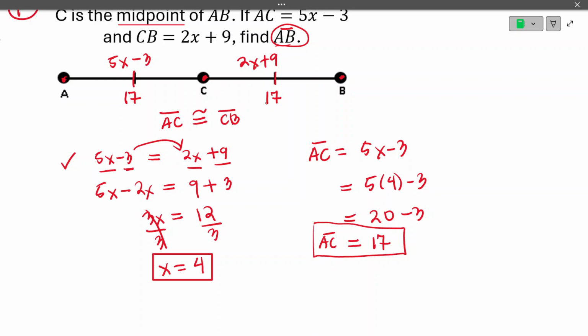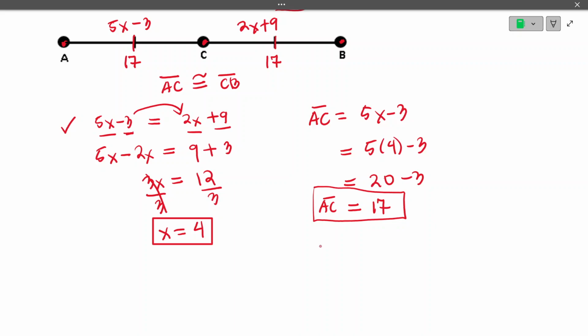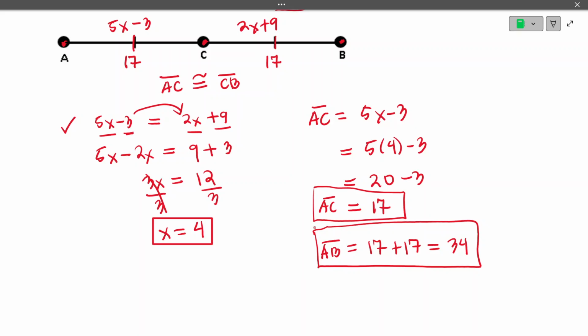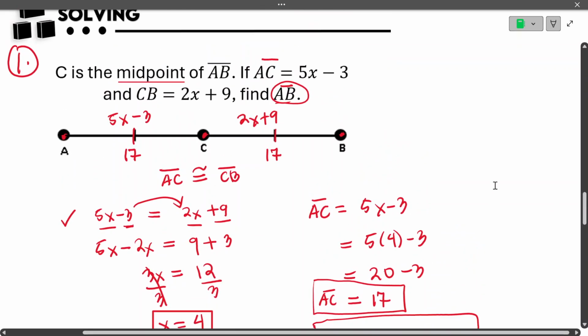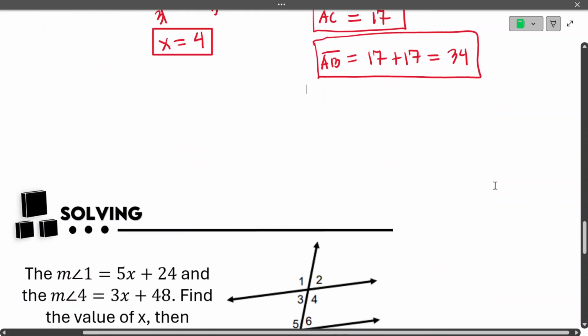Ayan. Now, to answer the question, what is AB? The line segment AB is 17 plus 17, which is equal to 34. Ito yung sagot. I-box natin para makita agad ni teacher. Ayan. So this is the first problem that we have on the review. Now let's head on to the next.